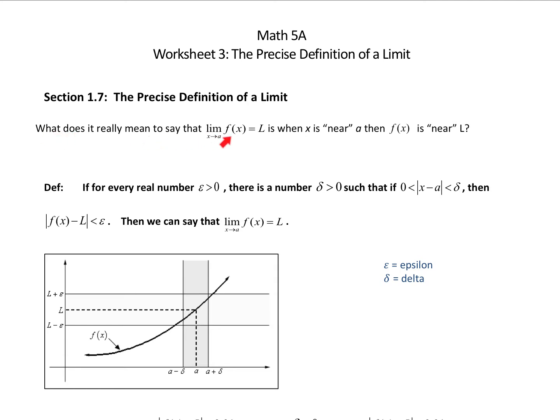What does it really mean to say that the limit of f of x as x approaches a is equal to L? That means x is approaching a, and then f of x is approaching L, right? So when x is approaching a, basically x is near a. And when f of x is approaching L, f of x is near or close to L, right? So here we'll talk about how you precisely define something is close to something, or something is near something, right? What we're going to do is use the concept of absolute value to decide two numbers are close to each other or two numbers are near.